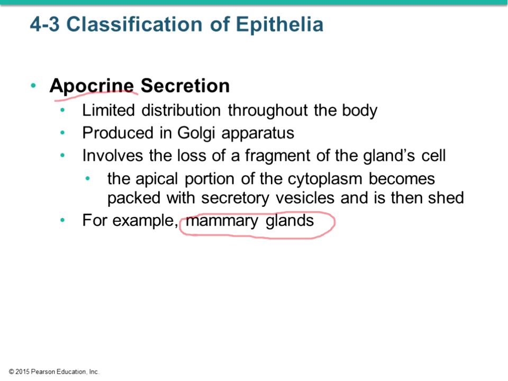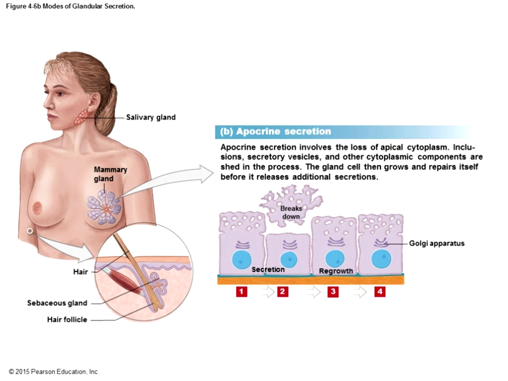Great example of apocrine secretion are mammary glands. One is the mammary gland, which is nursing, produces milk, and it's released at the free surface in this way. But the significant difference about apocrine is that part of this gland cell, a fragment of the gland cell, is actually shed as part of the secretory process. So you can see the apical portion of the cytoplasm becomes packed with secretory vesicles and then is shed.